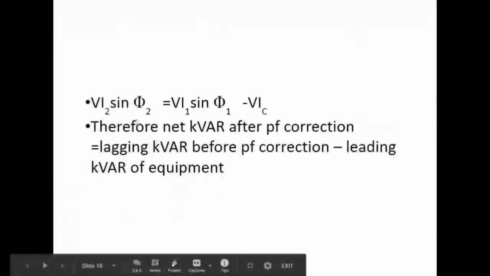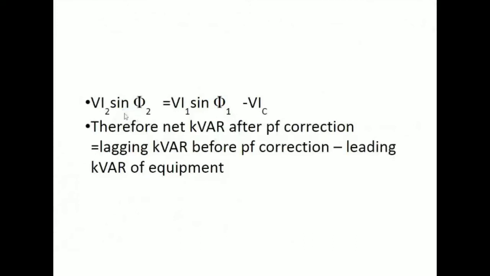But if we consider the reactive power, multiplying throughout by voltage, we will be getting VI2 sin phi 2 is equal to VI1 sin phi 1 minus VIC. Therefore, the net kVAR, kVAR being the unit of reactive power, after power factor correction, that is VI2 sin phi 2, is equal to the lagging kVAR before power factor correction, that is VI1 sin phi 1, minus the leading kVAR of the equipment. Leading kVAR is supplied by the capacitor, that is given by voltage into current in the capacitor.